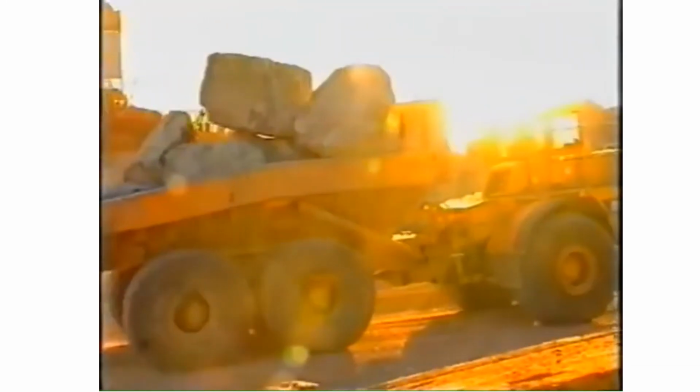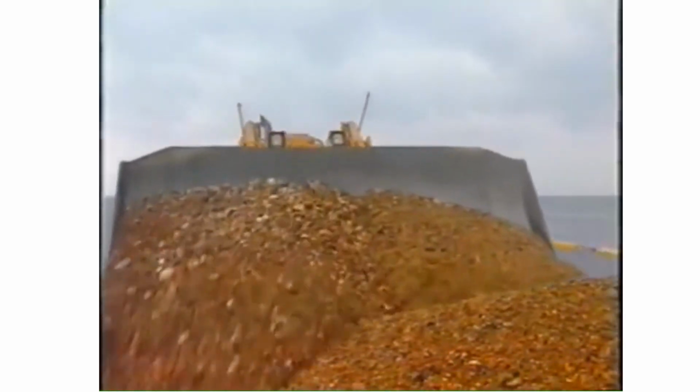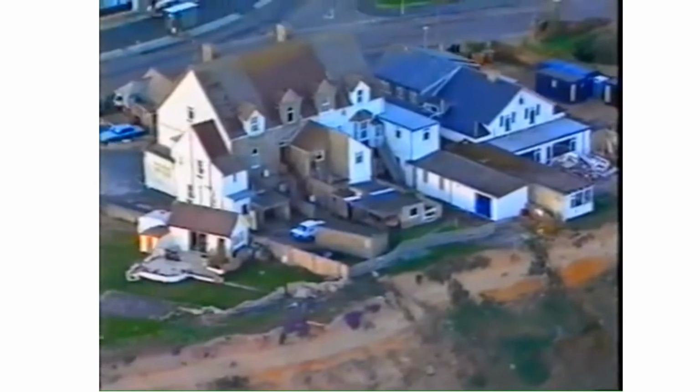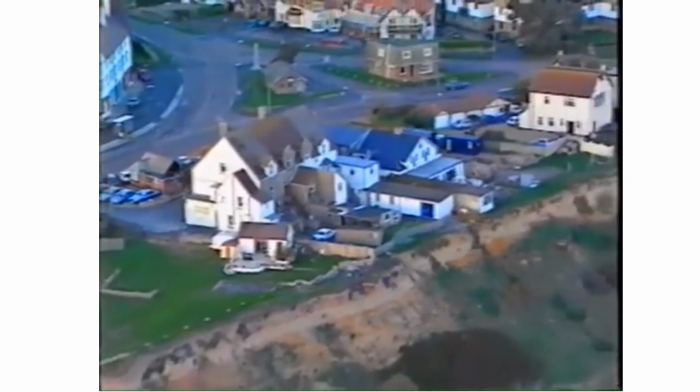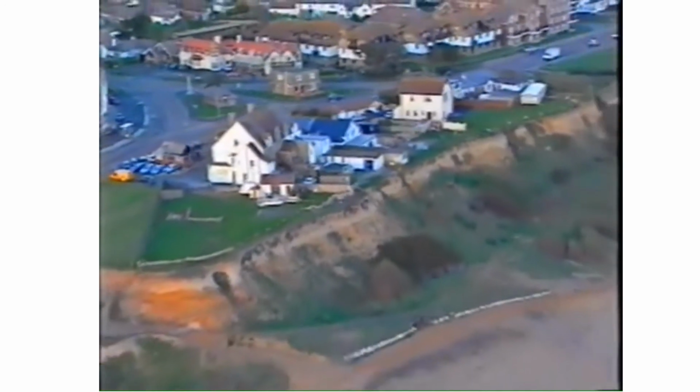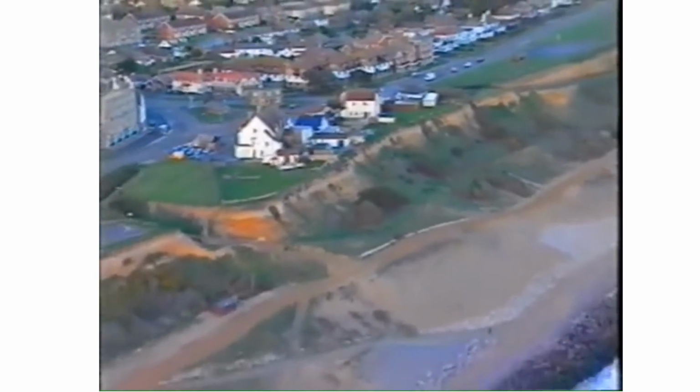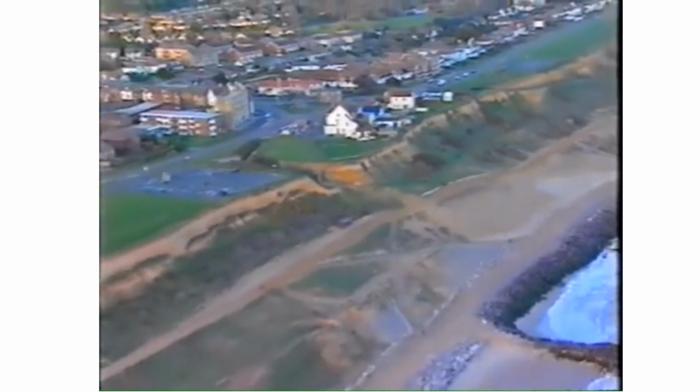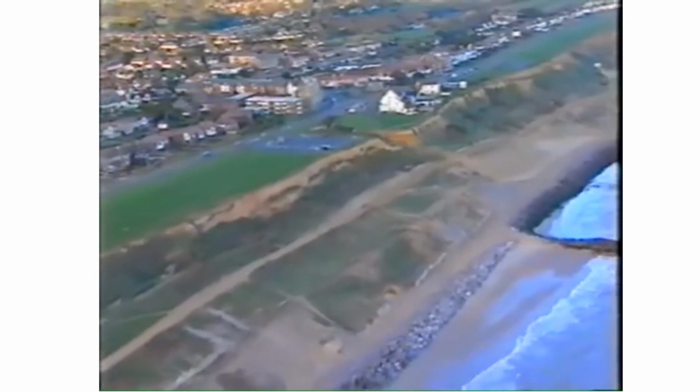How much to spend and where to spend it often depends on a very simple formula. If the clifftop property is expensive, spend the money. If it's cheap, don't. This is more or less what happened at Barton.